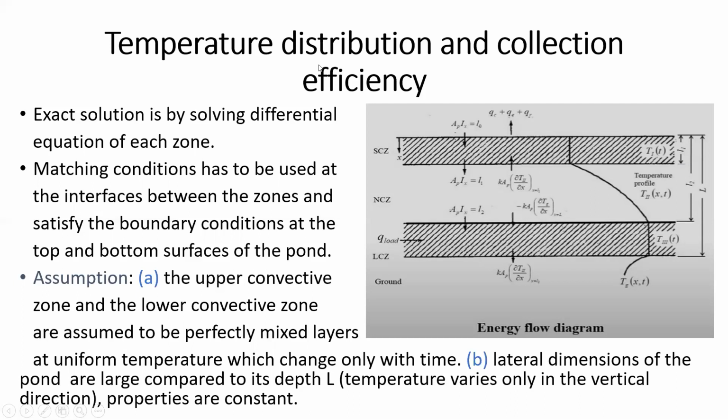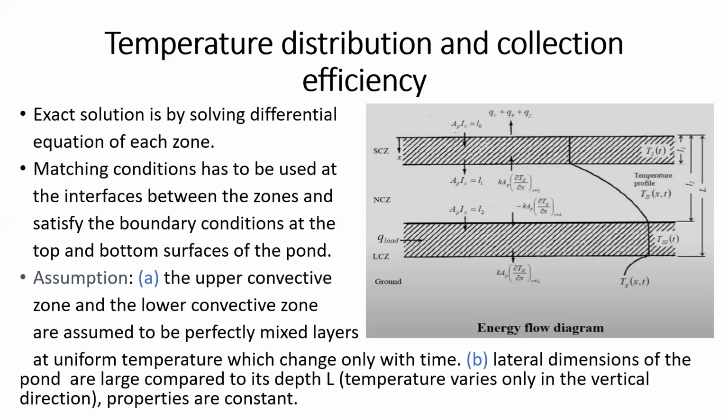of the pond. Because of this complexity, the usual practice is to make some simplification. We shall give here a formulation leading to one set of equations. In this formulation, the surface convective zone and the lower convective zone are assumed to be perfectly mixed layers at uniform temperatures which change only with time.